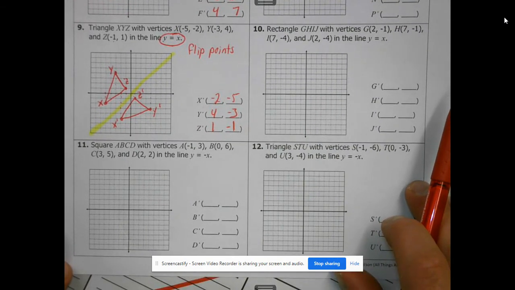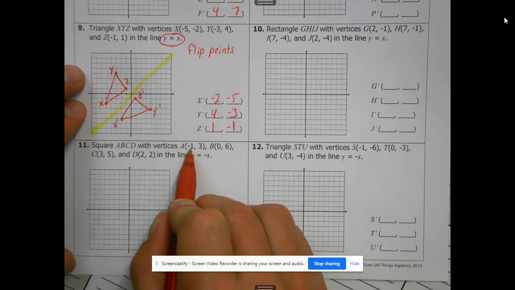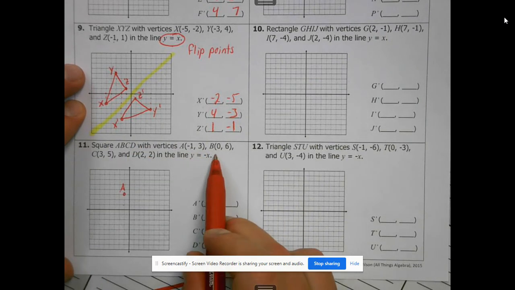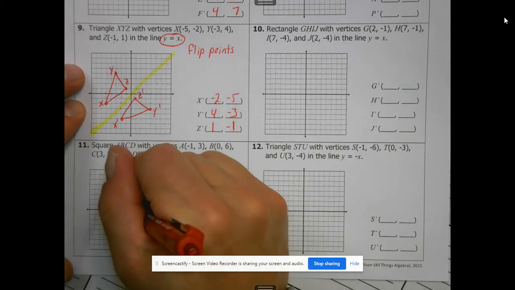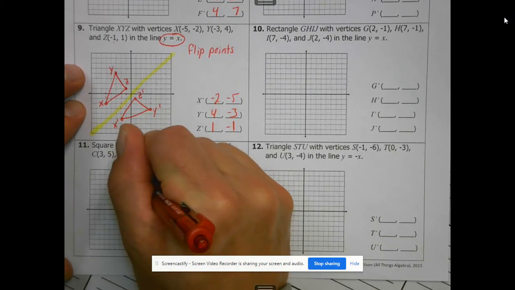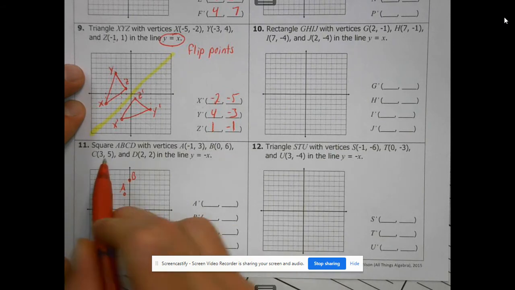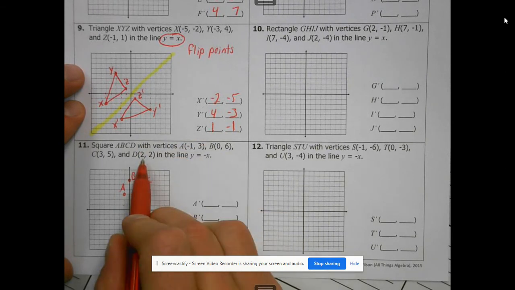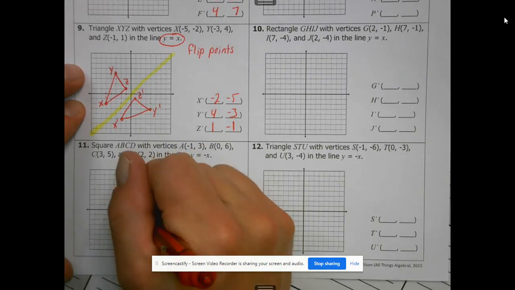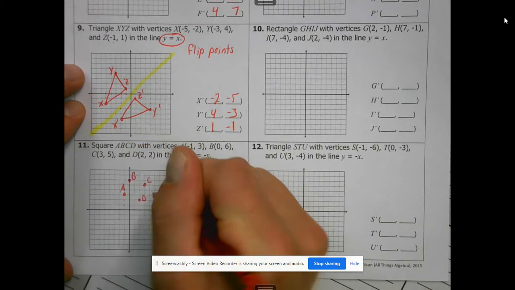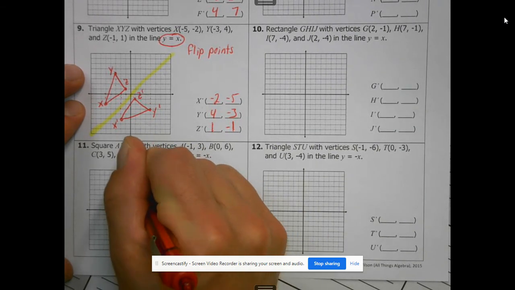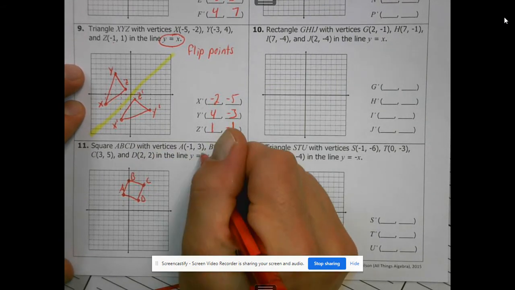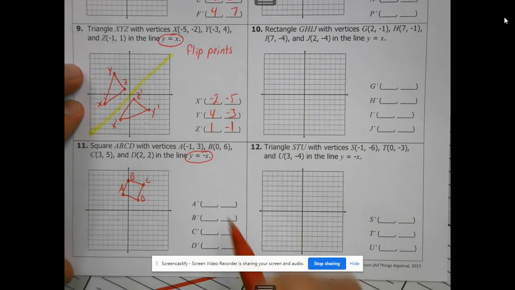Last one, number 11. Graph the original points. A is back 1, up 3. B is over 0, up 6. C is over 3, up 5. And D is over 2, up 2. All right. Second step, check to see where is the line of reflection. In this case, it's y equals -x.